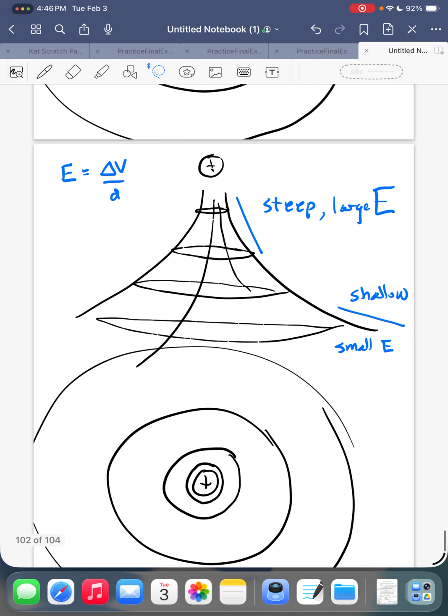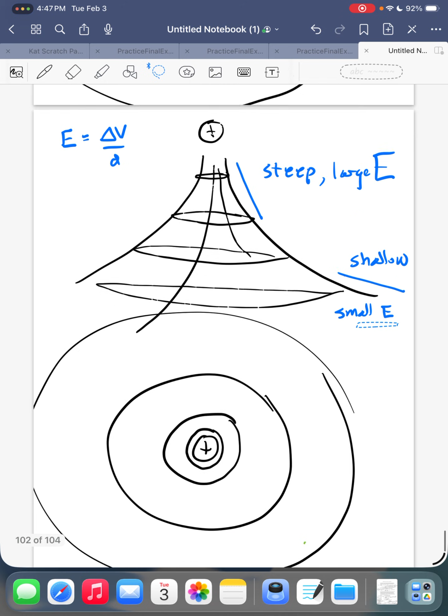So if we apply our formula, the electric field is given by the change in voltage divided by some distance, then here that means we're going to have a very large electric field as we get closer and closer to the point charge. If we're further away from it, we have a small, shallow slope, and so we're going to have a weaker electric field like that.